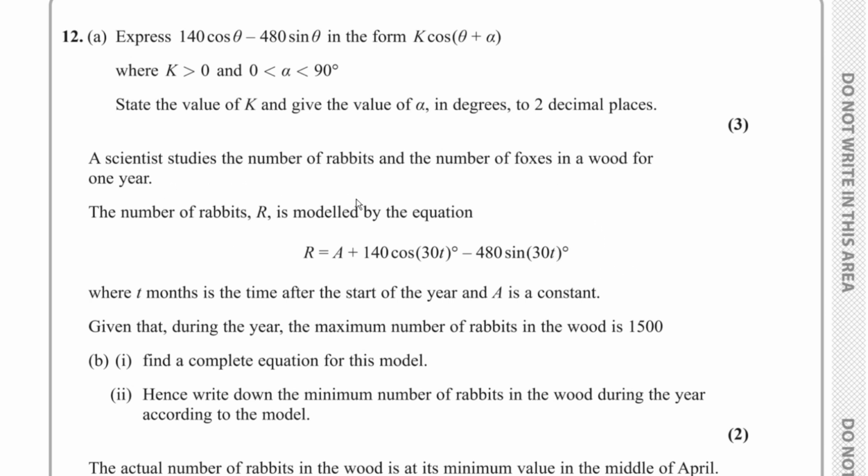A scientist studies the number of rabbits and the number of foxes in a wood for 1 year. The number of rabbits, r, is modelled by the equation r equals a plus 140 cos of 30t degrees subtract 480 sine of 30t degrees, where t months is the time after the start of the year and a is a constant. Given that during the year the maximum number of rabbits in the wood is 1,500, for the first part of part B, find a complete equation for this model.